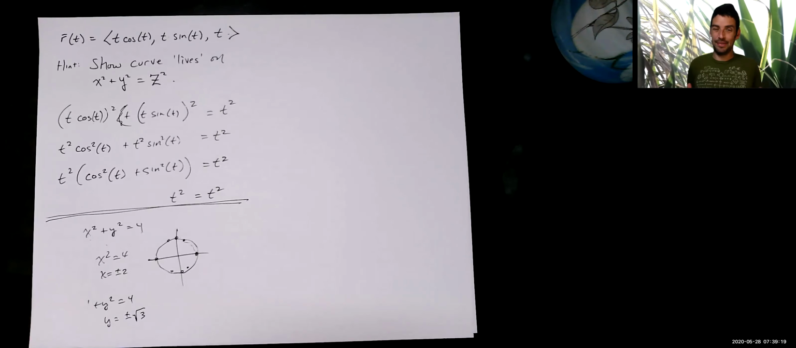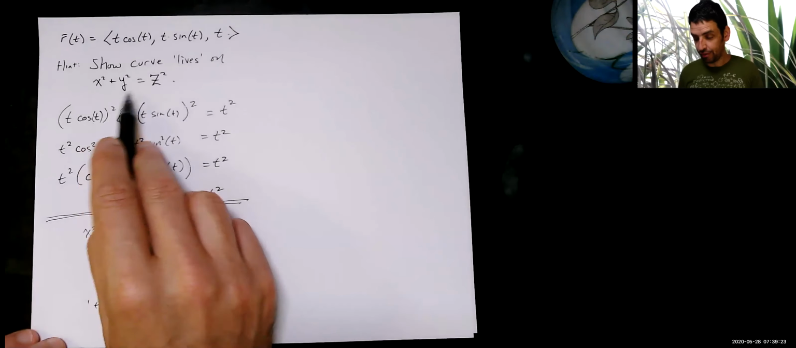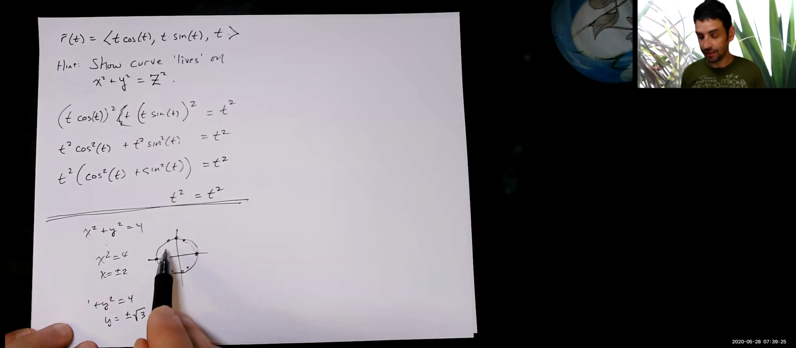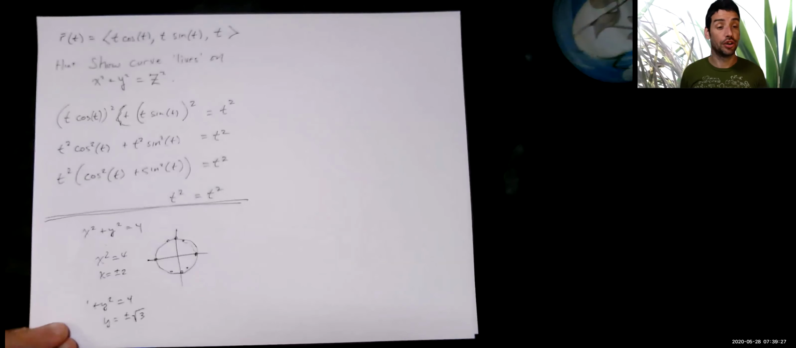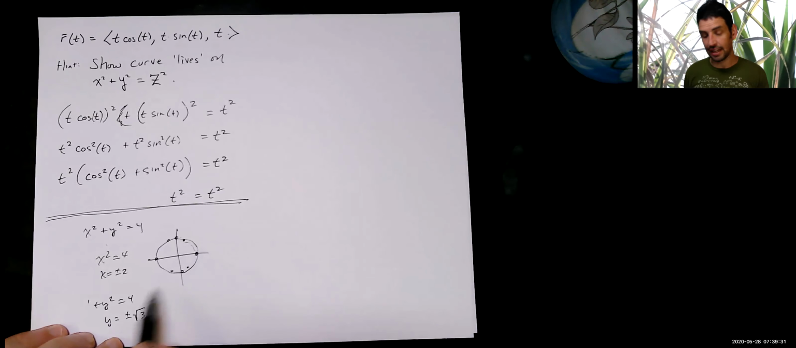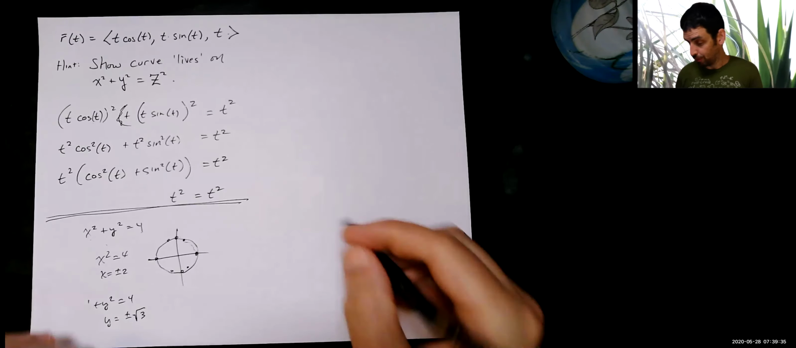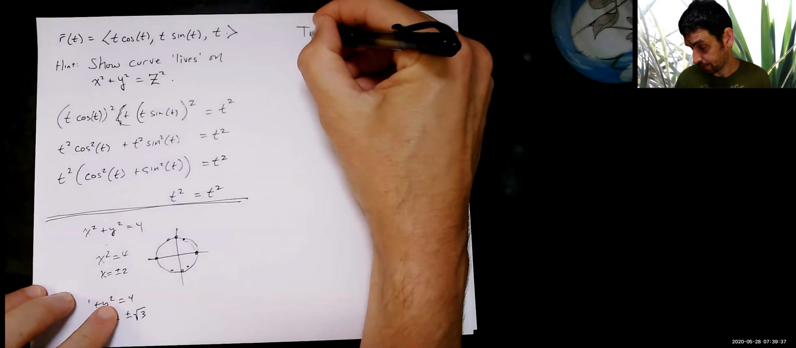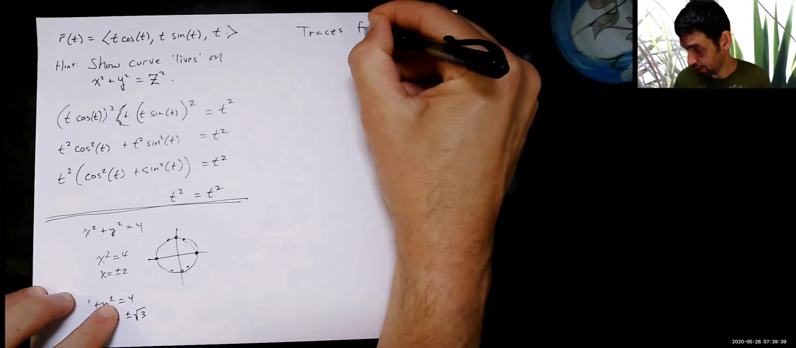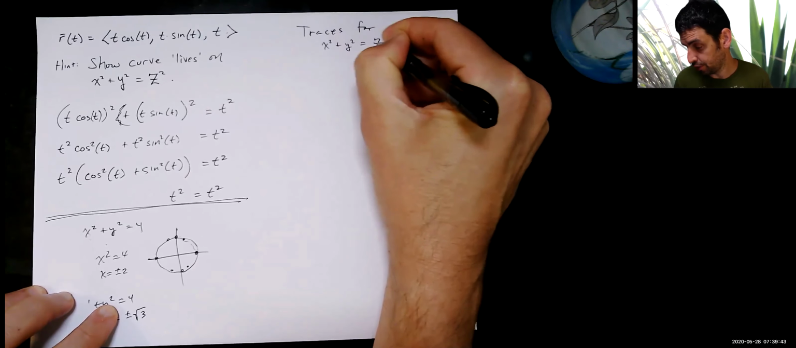So that's the same method we're trying here. It's just when we take one of our variables and let it equal a constant, instead of getting points, we get curves. And we try to stack these curves together, like stacking up these points and seeing if we can get what's happening. So let's do that. We'll do traces for x squared plus y squared equals z squared.